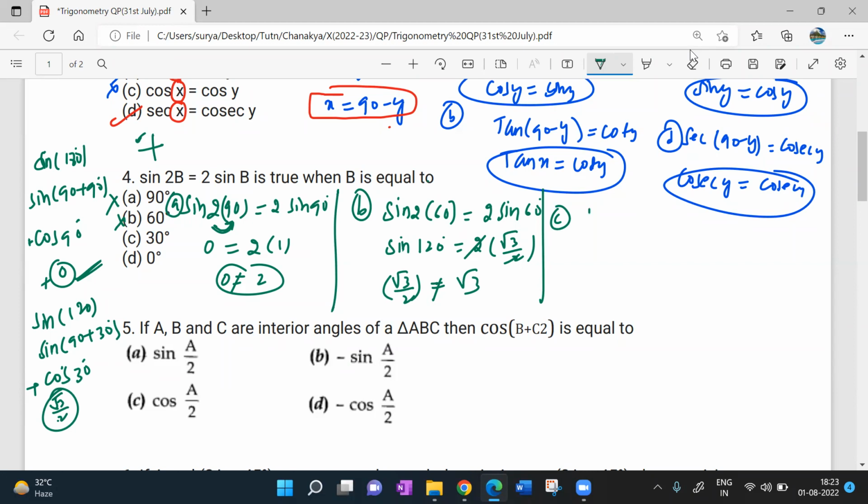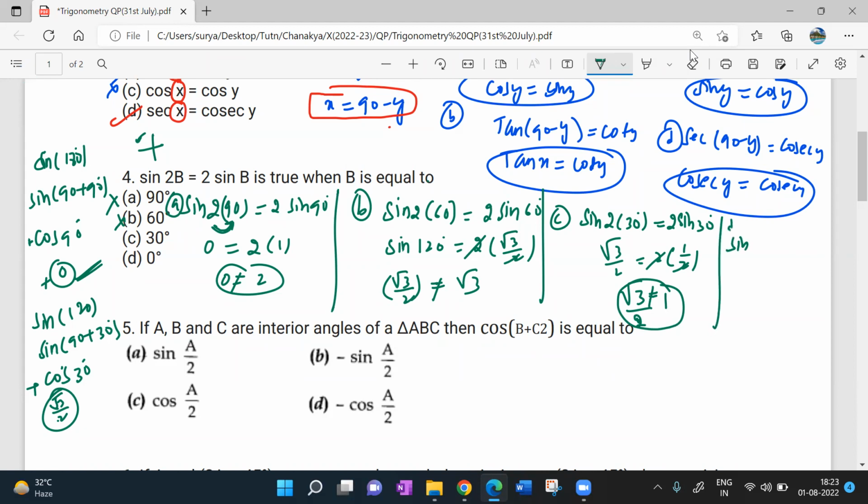So 30 degrees. Sine 2 into 30 degrees is equal to 2 times sine 30 degrees. Sine 60 is root 3 by 2, and 2 into 1 by 2, since sine 30 is 1 by 2. The answer is what? Root 3 by 2 is equal to 1. This is also not possible, right? Let's talk about D.